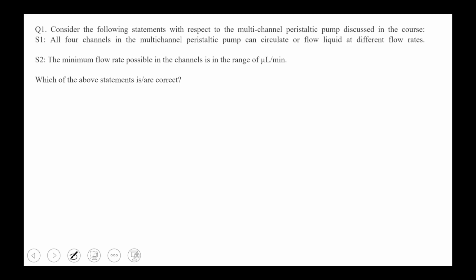Sir, I also have one doubt regarding microfluidic channel. Yes, tell me. They have mentioned that a microfluidic channel can also be made in paper. Is that really possible in paper? Yes, it is possible on paper also.